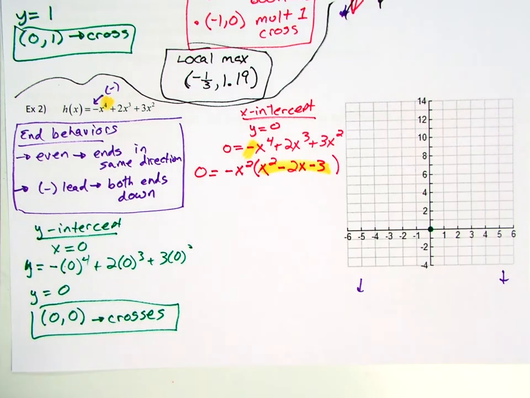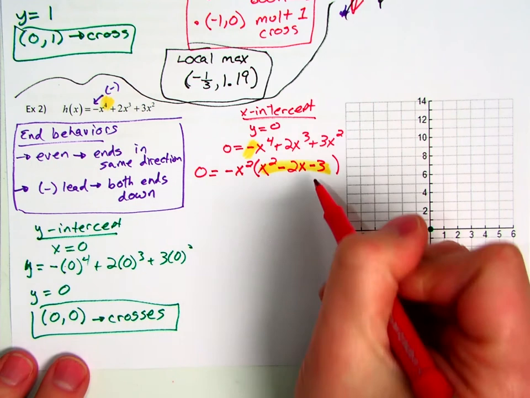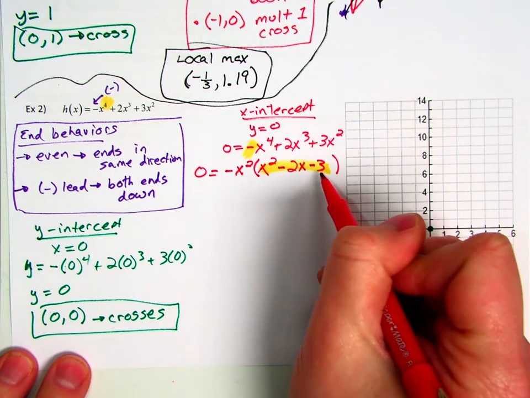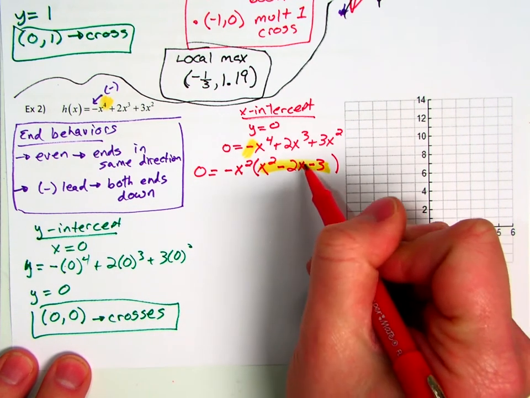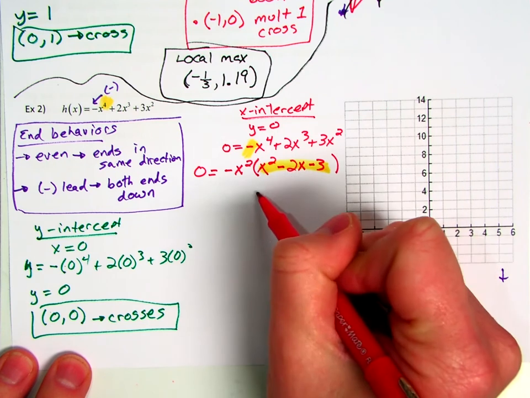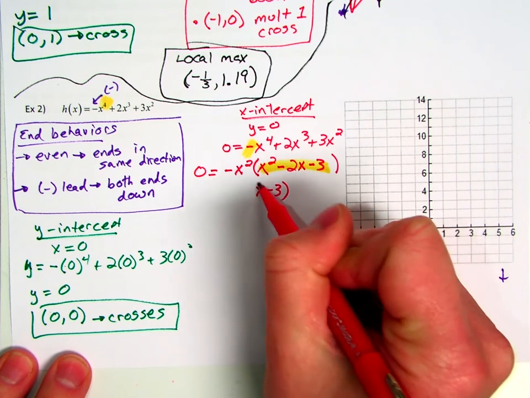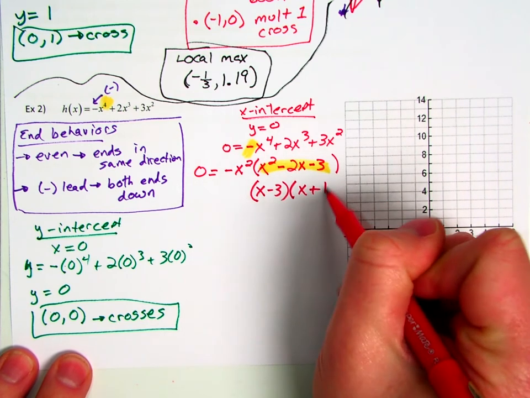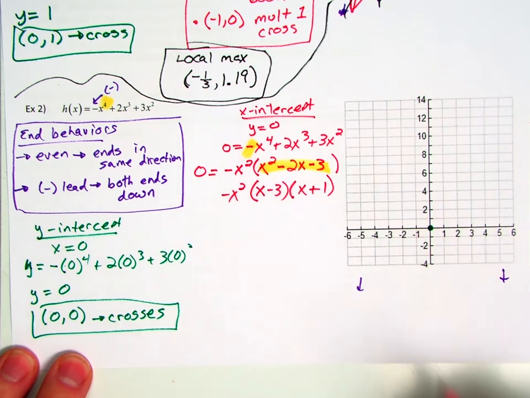Again, I would try to factor this. If I can't factor it, then I can use the quadratic formula, but I feel like the quadratic formula takes a lot longer to do. So I would go ahead and try to factor this. Since the lead term is 1, I can think about what multiplies to the last, which is negative 3, and adds to the middle, negative 2. So that would be x minus 3 and x plus 1, and we still have our negative x squared out front.